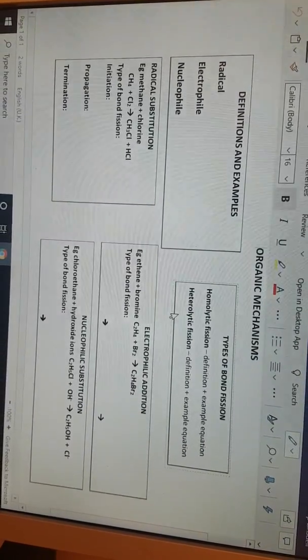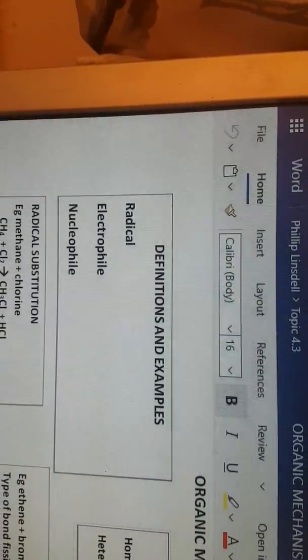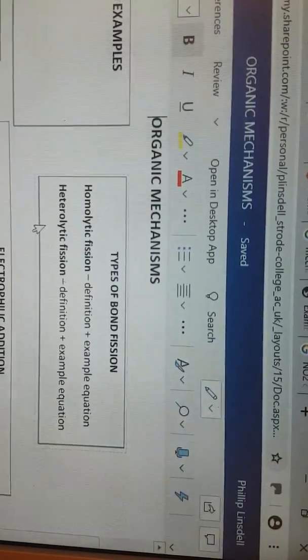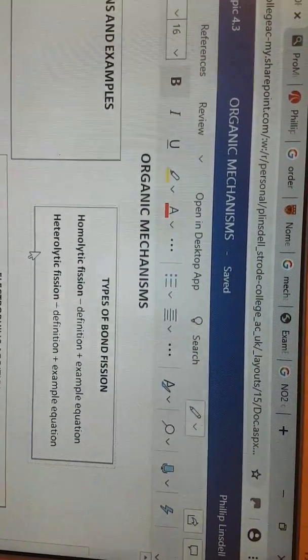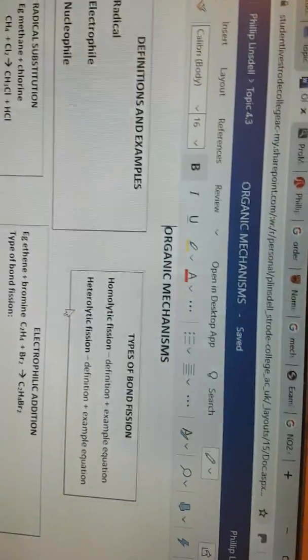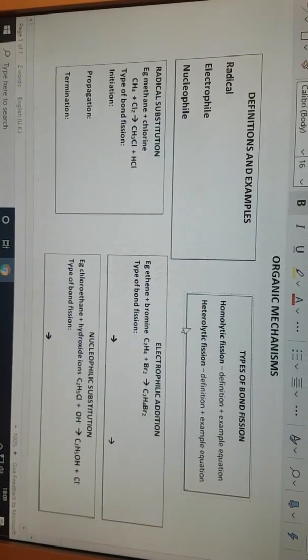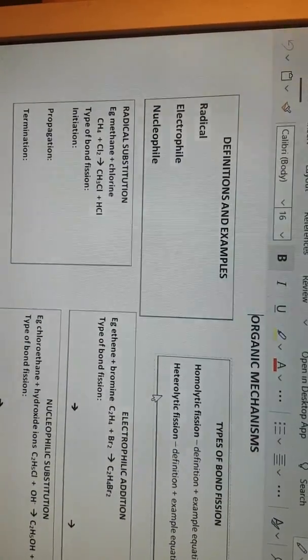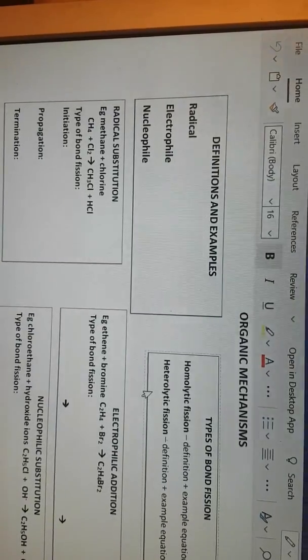And simply complete, firstly, the definition of the three key terms there and give an example of each one. For example, for a radical, the example would be Cl dot. You then want the two types of bond fission defined with an example of an equation for each one. I then want the three main mechanisms written out. Methane and chlorine: copy the overall equation first and then complete the rest of the mechanism with the name of the type of bond fission and then equations for the three stages.